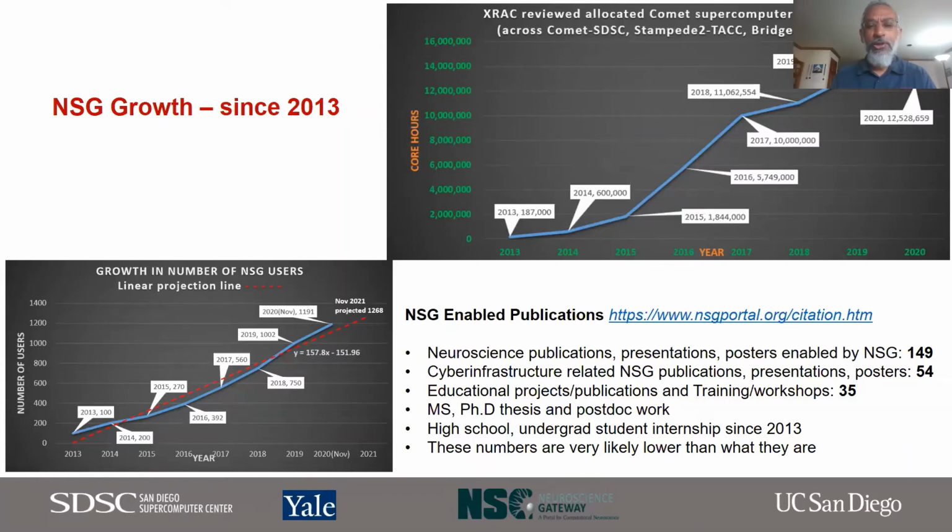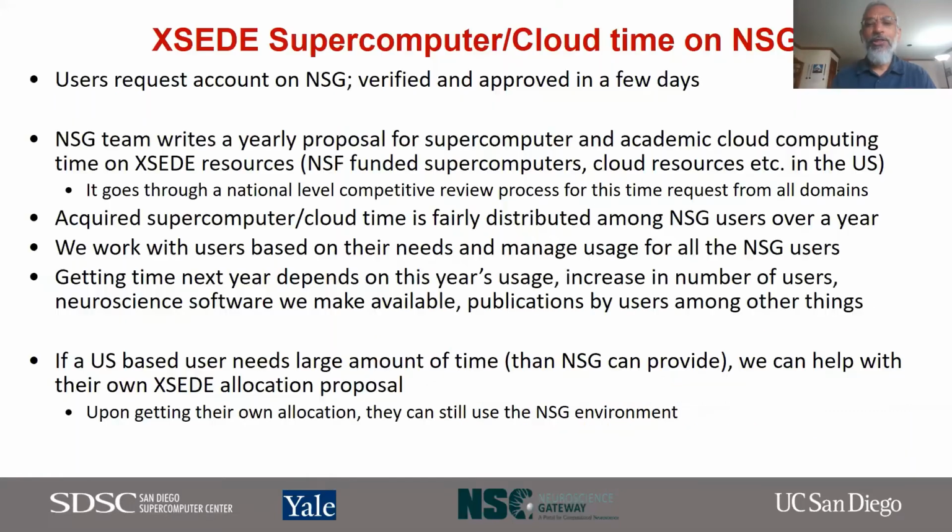So that's a good balance of requiring more computing time, having more users, and the number of publications and posters and presentations and MS thesis work using NSG has also grown. I think those numbers are not very accurate. My guess is the numbers are more than what's reported here, because we request you, when you use NSG, to please let us know your publications, as that is very important. Now, to give you a little bit of background information about NSG, getting an account on NSG is very easy.